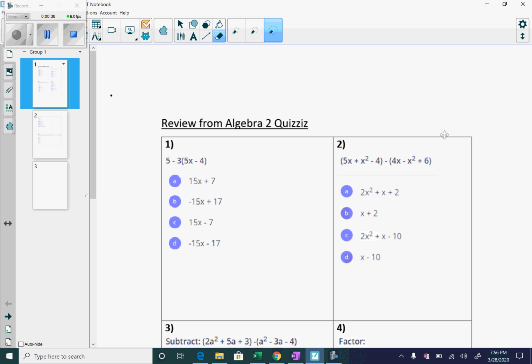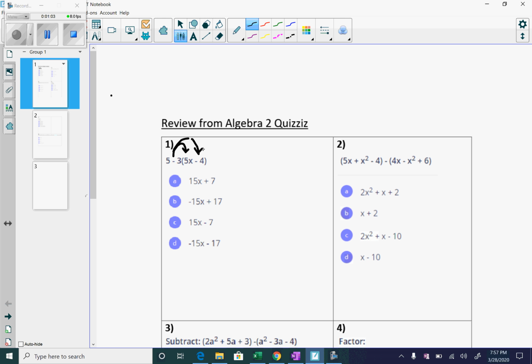Okay, so I'm going to start with question number one. There were a lot of mistakes on this question. A couple of things I think might have been a problem. First of all, hopefully you knew to distribute first, that you didn't do 5 minus 3 because that is not the way to do the problem. You have to distribute to get rid of the parentheses. You have to be very careful when you're distributing here.